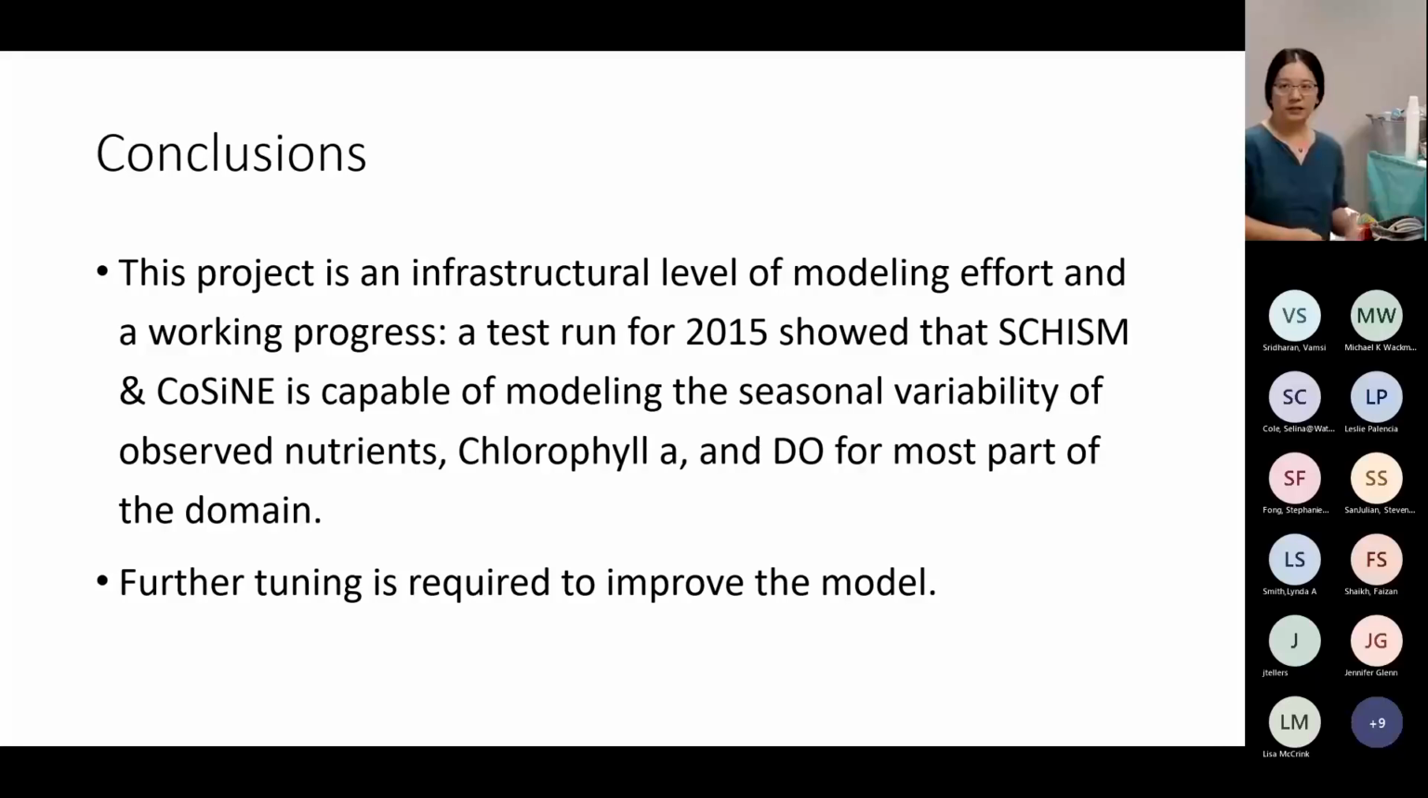We just did a very simple test run with out-of-box coefficients that haven't been tuned. The test year is 2015. And I think it shows that SCHISM and CoSiNE is capable of modeling the seasonal variability of observed nutrients, chlorophyll, and DO for most of the domain. And definitely further tuning is required to improve the model.